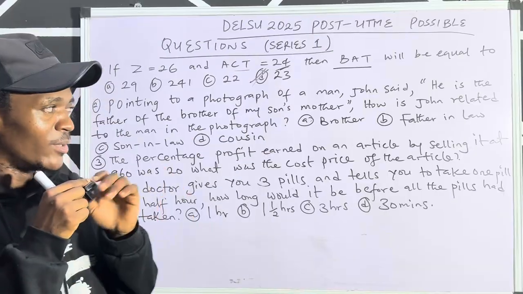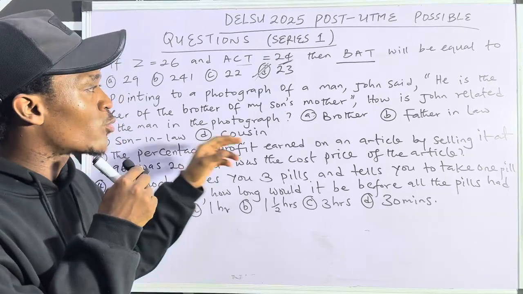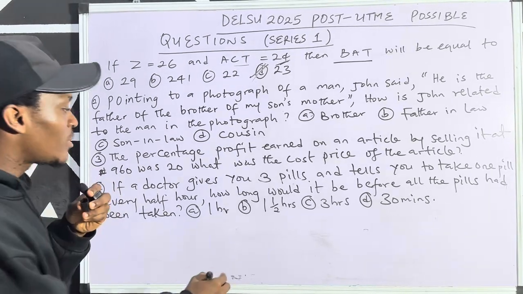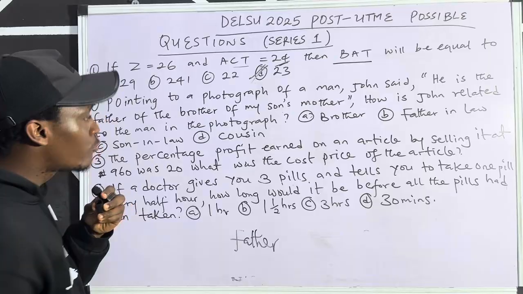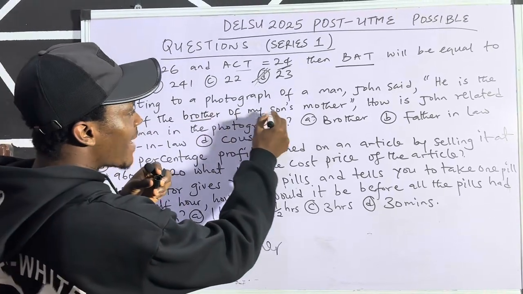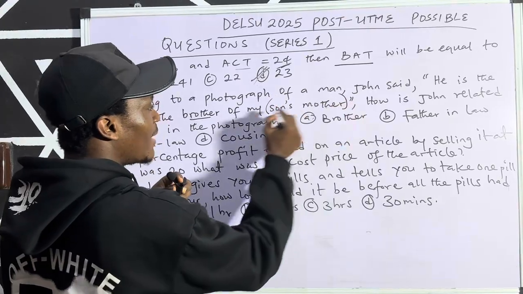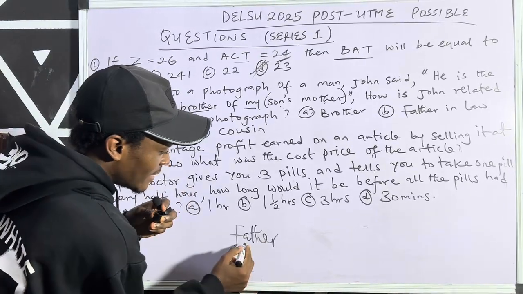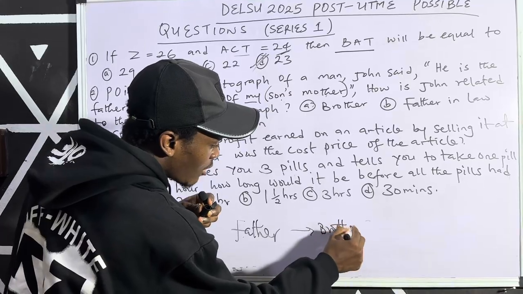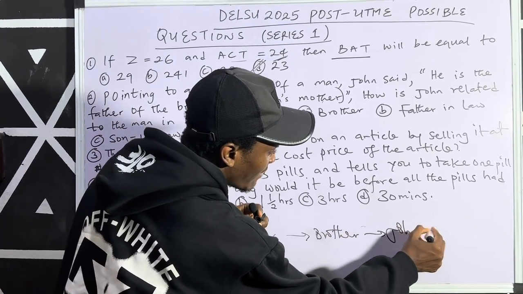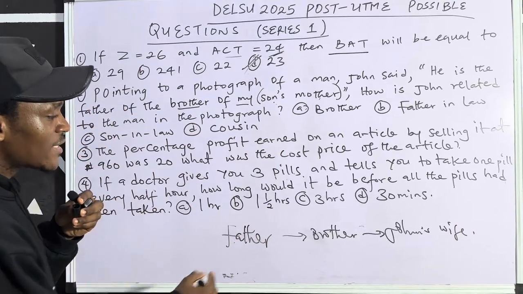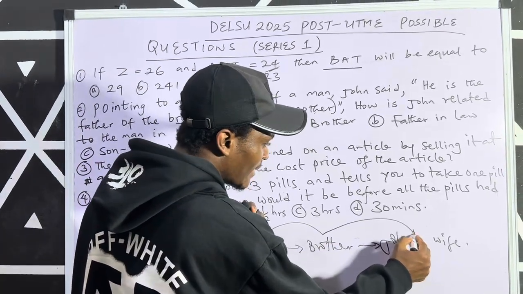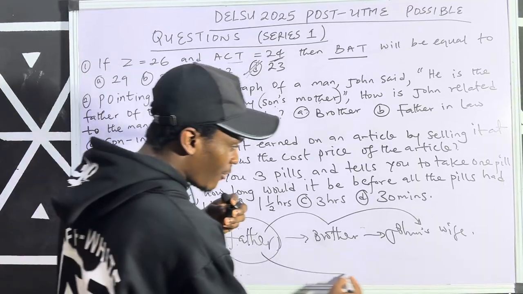Let's get back to the video. Wait a minute. Who is the man? It was what John explained in his statement, that he is the father. So it means the man is actually the father. Father of who? He is the father of the brother of my son's mother. Now let's dissect this, my son's mother. John's son's mother should be John's wife. So this guy is the father of the brother of John's wife. All right. So if this man in the photograph is the father of the brother of John's wife, then it means that the man is the father of John's wife.